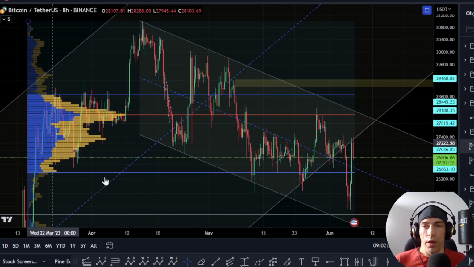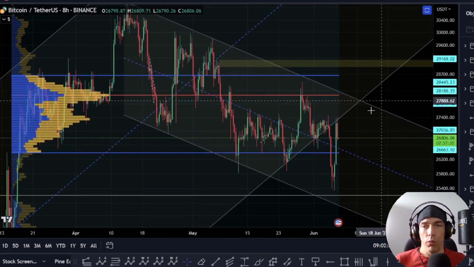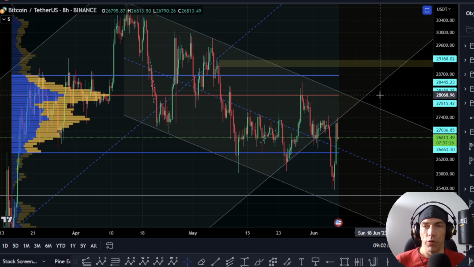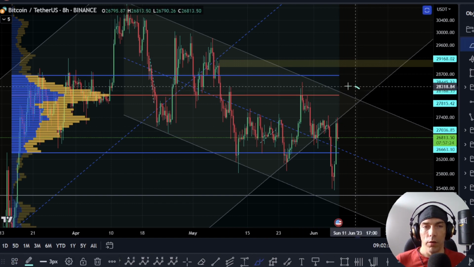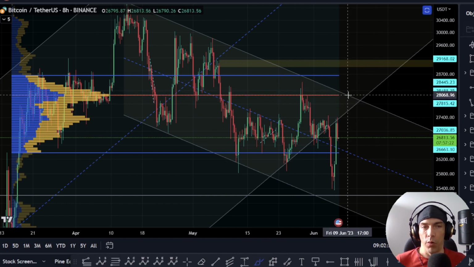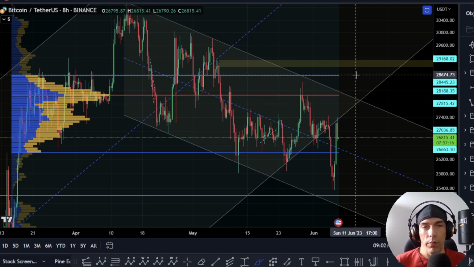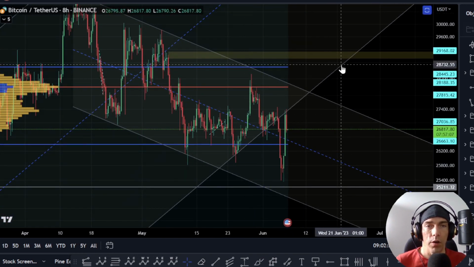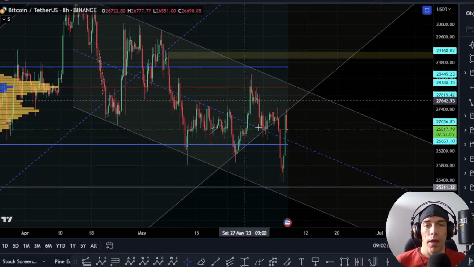Looking at this entire top area here as a range, what I'm looking out for is the fact that if we did move back up into this top channel line here, what we could see is an interaction again with this point of control, which is sitting at 28,080 and 68. As well as that, we do have this value area high sitting a little bit higher here towards this 28,651.